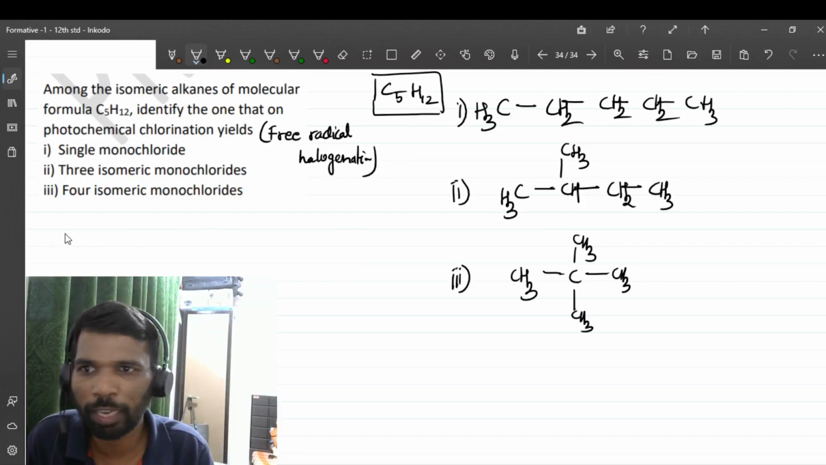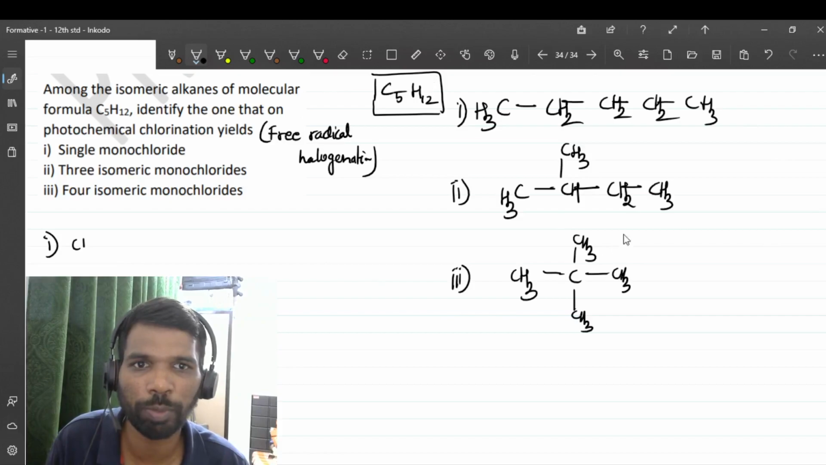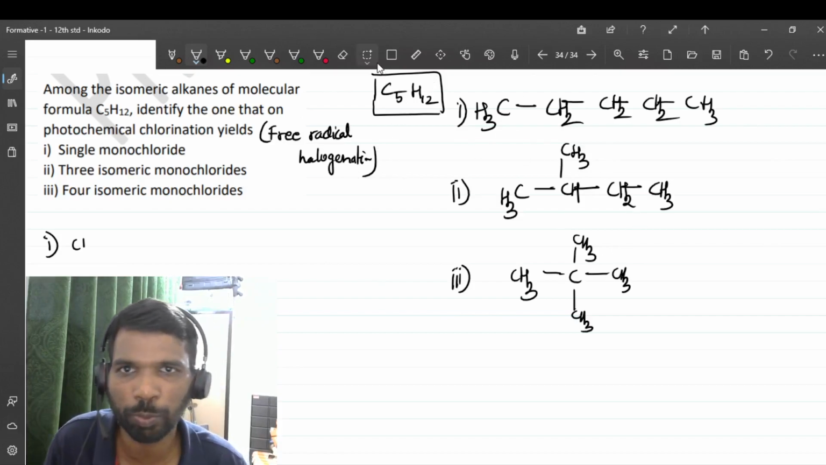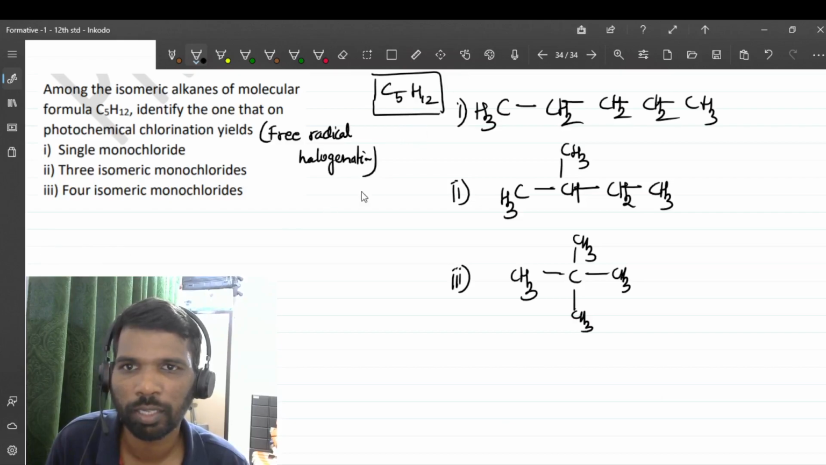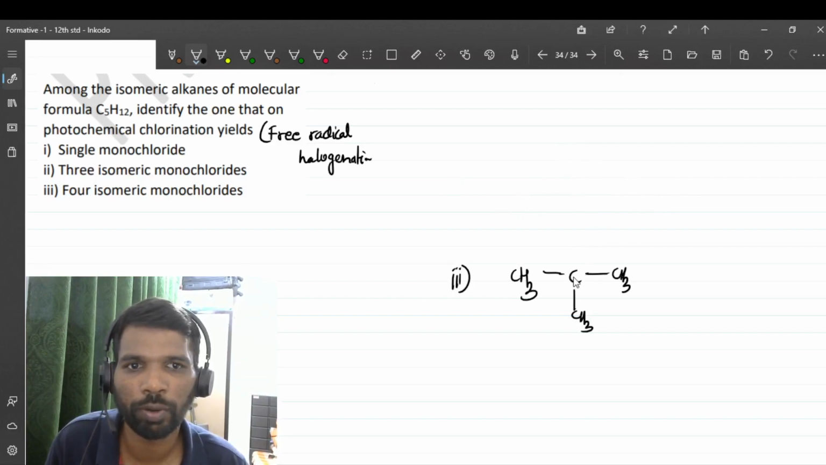You can just make a note of this because I am going to clean this space. We have these three isomers. Just make a note of this because I am going to utilize this space. And let's do the chlorination now. You will get your answers.